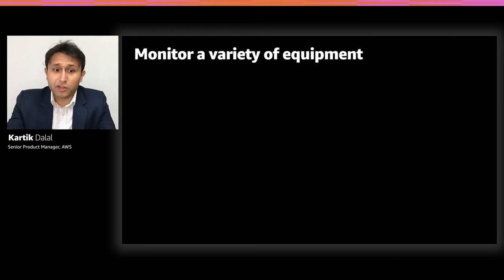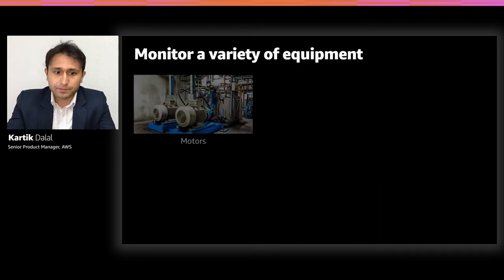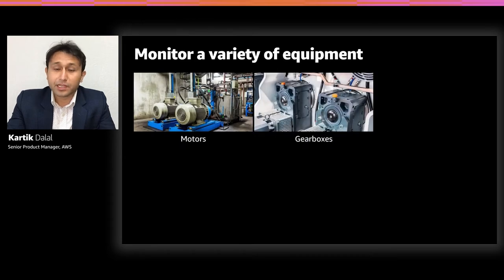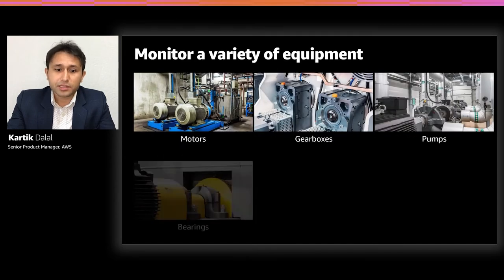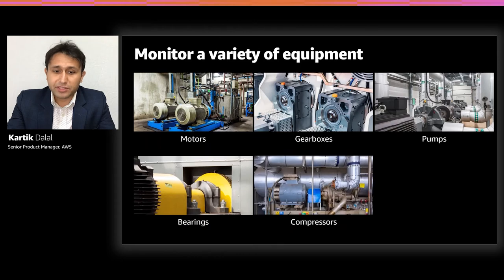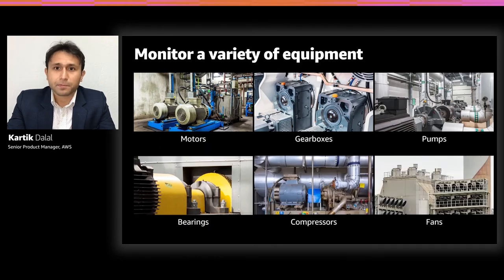You can use Monitron to monitor a variety of equipment: motors, gearboxes, pumps, bearings, compressors, and fans. These equipment are critical cogs driving complex processes in a variety of manufacturing and industrial sites. By allowing you to monitor and enable predictive maintenance for this equipment, we are equipping you to drive down the unplanned downtime.